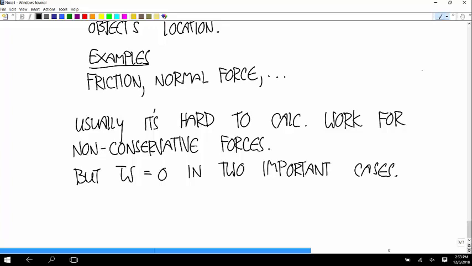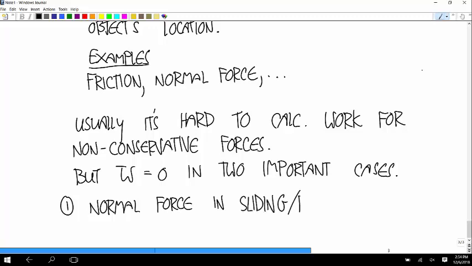Okay, so that's good. That's even better than a conservative force, if you just know that no matter what the magnitude of the force is, what direction it is, the work is going to be 0. That's an ideal case. So the first one is a normal force for an object that's sliding or rolling. Work is equal to 0.